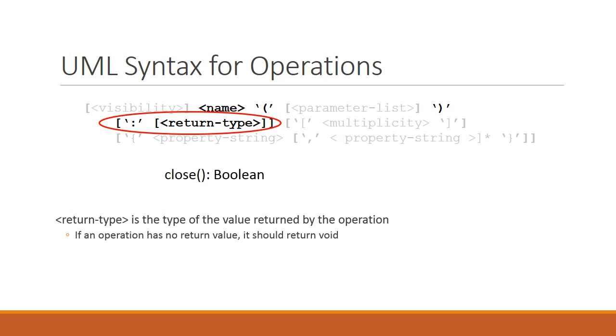If an operation has no return value, it should return void. Now, other authors in other textbooks may say that if we do not have a return value, then we assume that void is returned. However, in AOOAD, we will only assume that an operation returns void if you explicitly state that the return value is void. Like this.